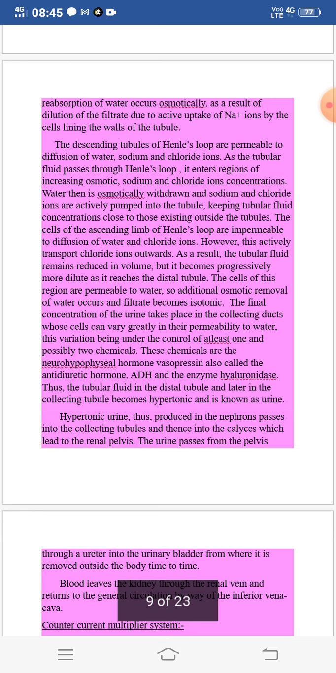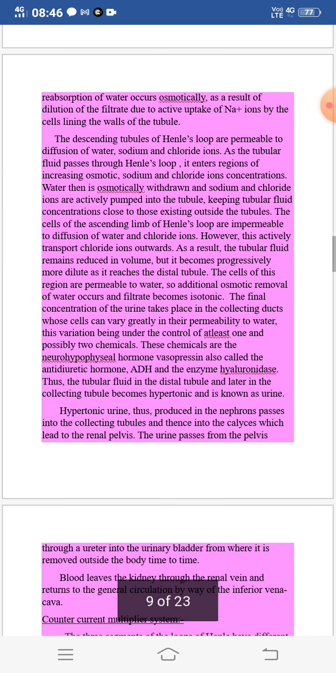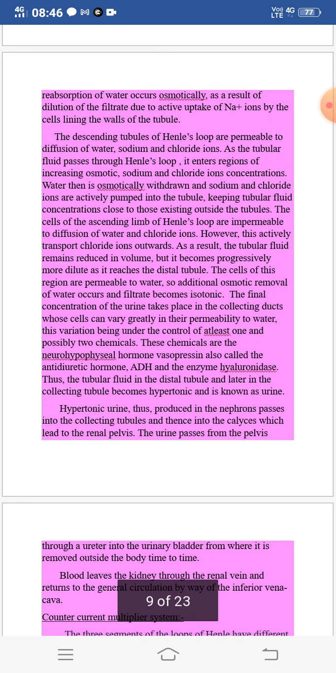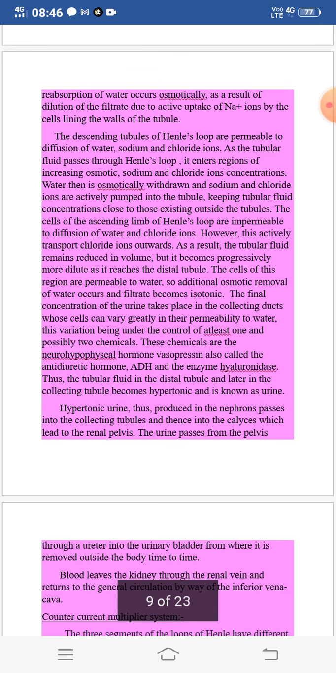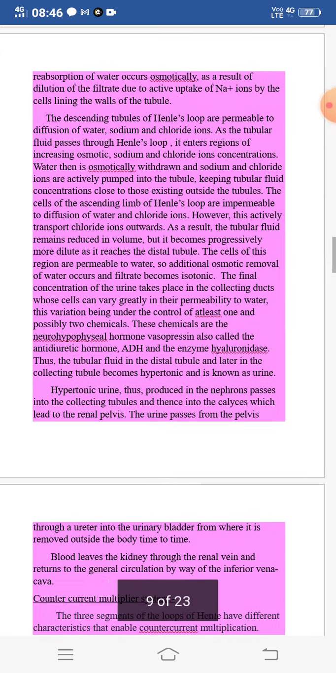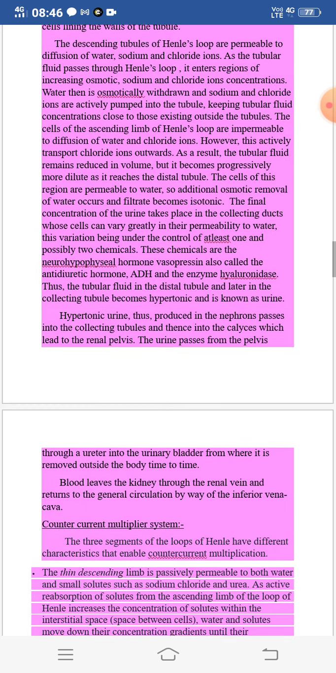The final concentration of the urine takes place in the collecting ducts, whose cells can vary greatly in their permeability to water. This variation is under the control of at least one and possibly two chemicals. These chemicals are the neurohypophyseal hormone vasopressin, also called the antidiuretic hormone, that is ADH, and the enzyme hyaluronidase. Thus, the tubular fluid in the distal tubule and later in the collecting tubule becomes hypertonic and is known as the urine.